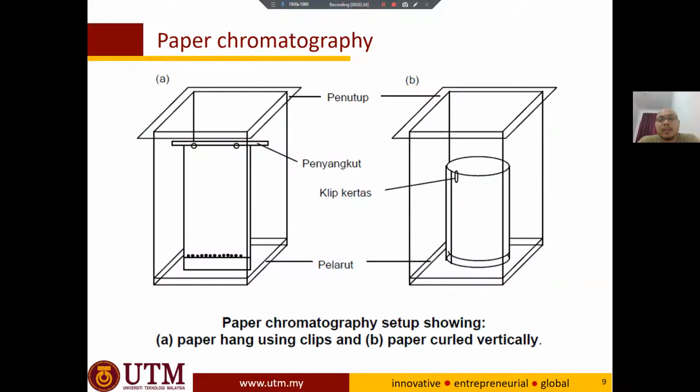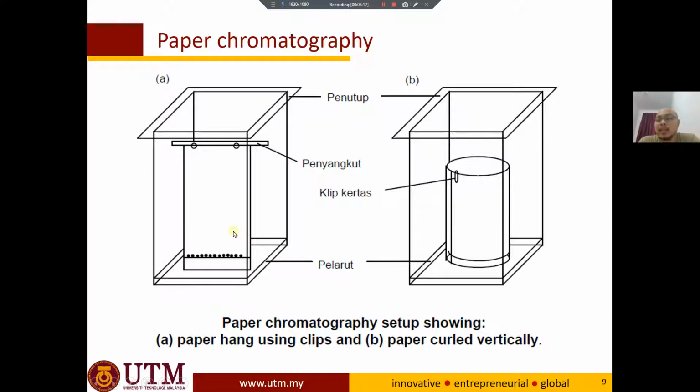Okay, here is the example of how we set up. Because of paper chromatography, the paper itself is not that sturdy. It is actually less flexible, so we need to have a great support. What you can do is hang the paper, or curl it and put it vertically, so you can give it more flexibility. If you just put it in the chamber, it's not like a plate, it's just a paper. So what happens is your paper will curl over. We don't want that to happen.